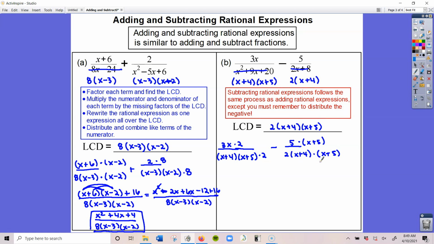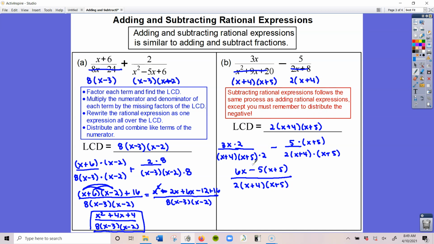Now let's write this as one fraction, since everything has the least common denominator. So here we have 3x times 2, which is 6x, minus, then we have 5 times x plus 5. And everything is over the LCD, which is 2, x plus 4, x plus 5. Now we're going to work on simplifying this numerator. Now I put here in red, subtracting rational expressions follows the same process as adding rational expressions, except you must remember to distribute the negative.